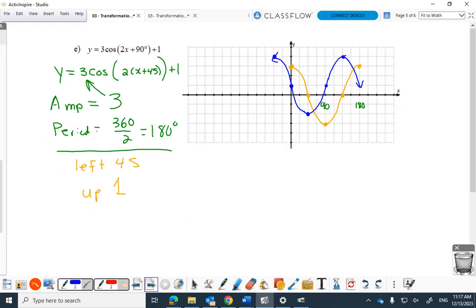Is this where I was? Yes. Phase shift right here. And so then they just have to go over here and go domain, x element of reals, range, y element of reals, such that -2 is less than or equal to y is less than or equal to 4.